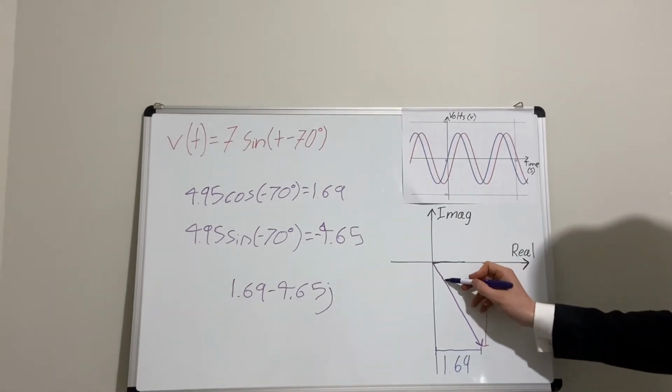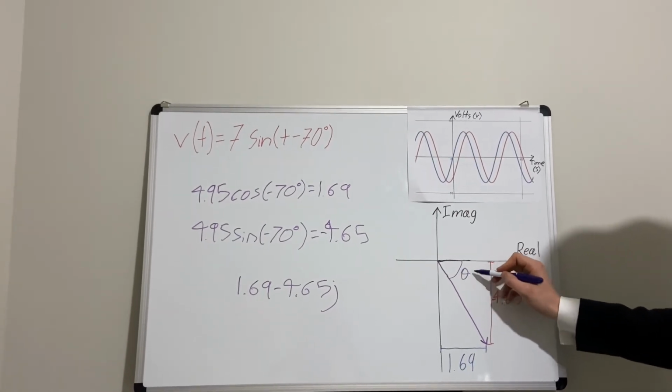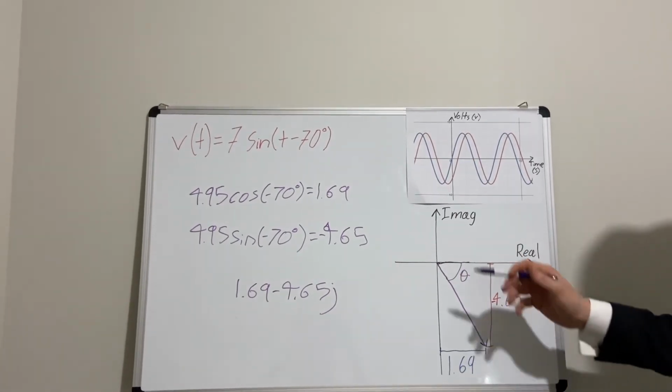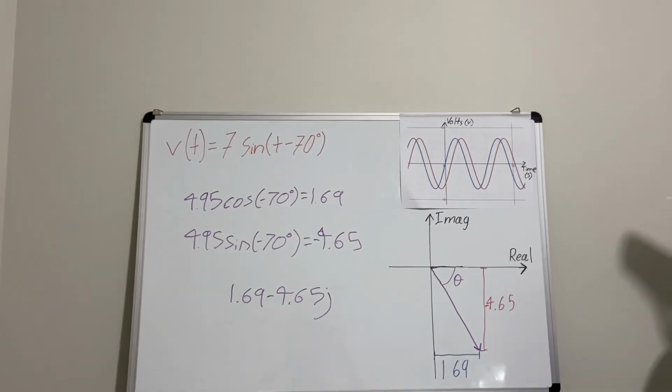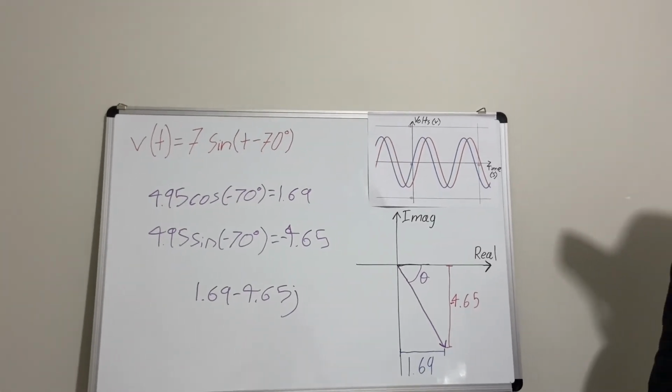Now, you can see that you would be able to find the angle here and the magnitude to turn this back into polar format. Sadly, we do not have enough time in this video, so you're going to have to comment if you would like to see that.